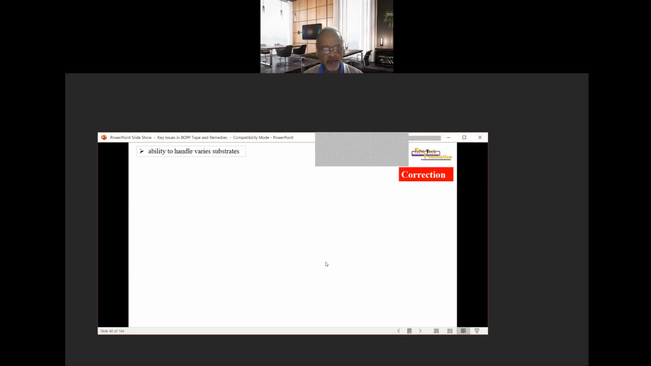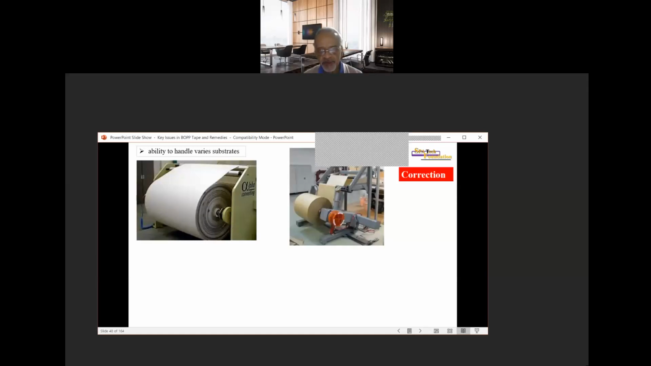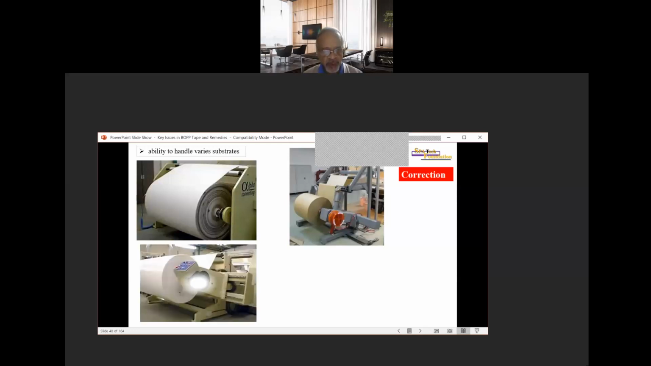Ability to handle various substrates. You see the kind of winding here. This is not a really acceptable one. Whereas in photograph number 2, this is the best kind of winding. It's called square winding. Even photograph number 3 also shows that the winding is very good, very square.